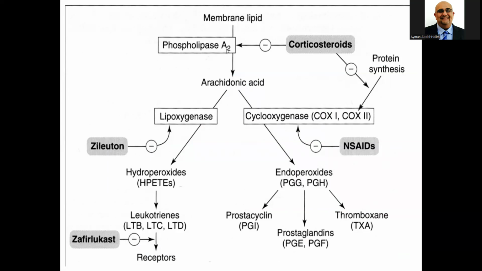Corticosteroids inhibit the phospholipase A2. Remember, NSAIDs work only on the cyclooxygenase, while corticosteroids inhibit both the lipoxygenase limb and the cyclooxygenase limb. And thus, it's useful in patients with asthma, for example, bronchial asthma, because it's inhibiting the lipoxygenase pathway.